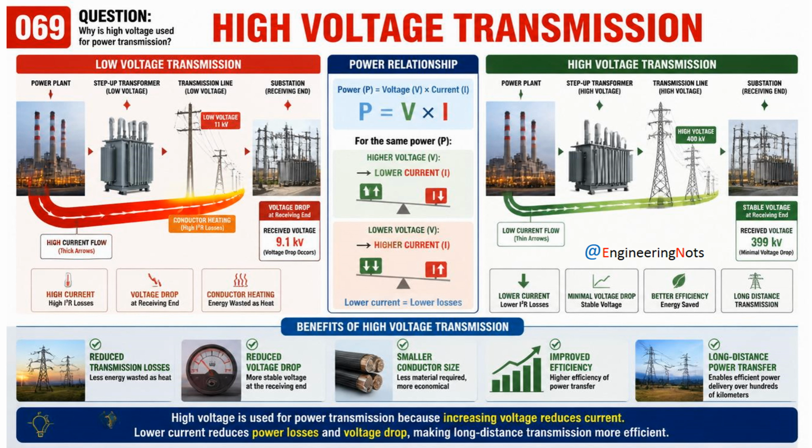Question 69. Why is high voltage used for power transmission? High voltage is used for power transmission because, for the same amount of power, increasing the voltage reduces the current flowing through the transmission line. Lower current significantly reduces conductor heating, power losses, and voltage drop along the line. This makes the transmission of electrical energy over long distances much more efficient and economical. In summary, high voltage transmission reduces current, minimizes losses, reduces voltage drop, and improves the overall efficiency of the power system.